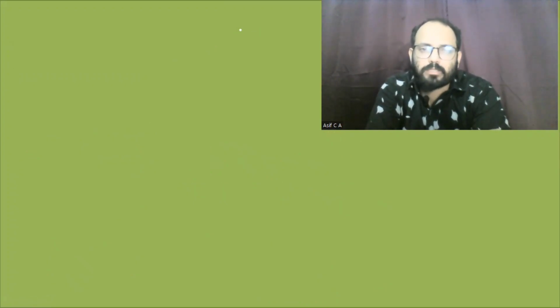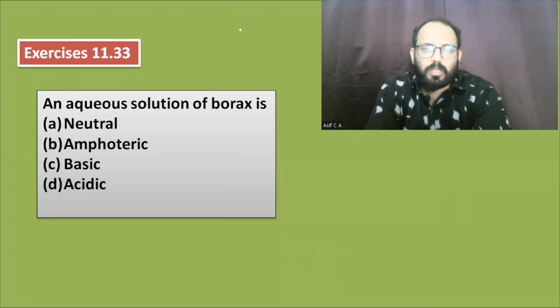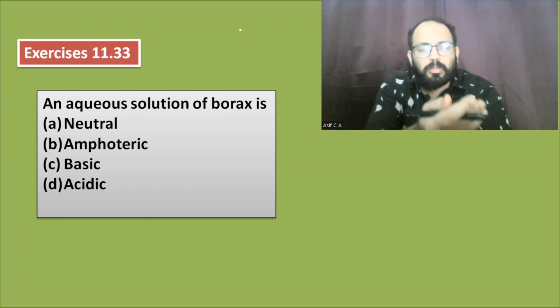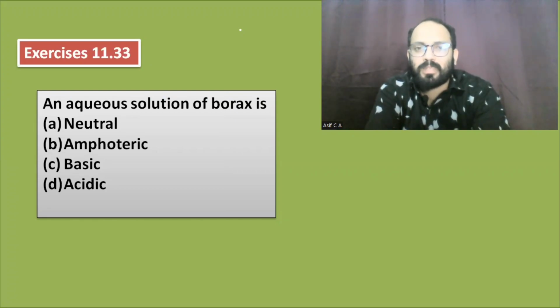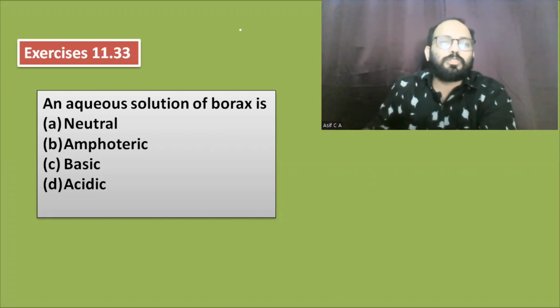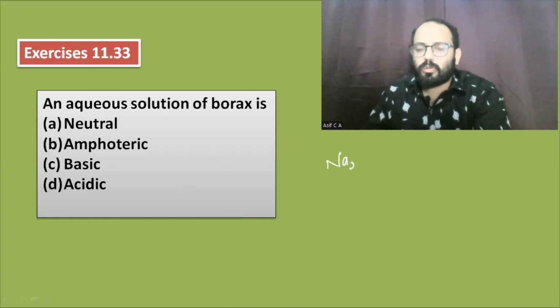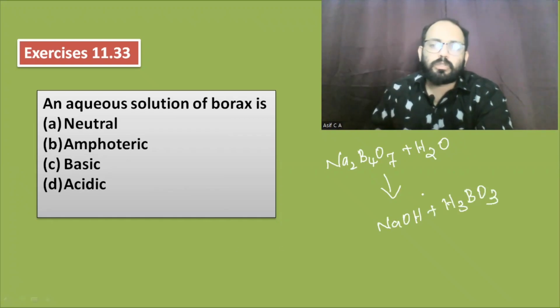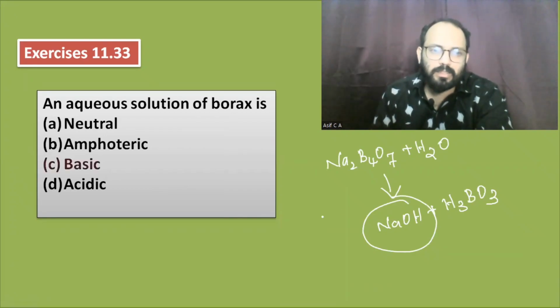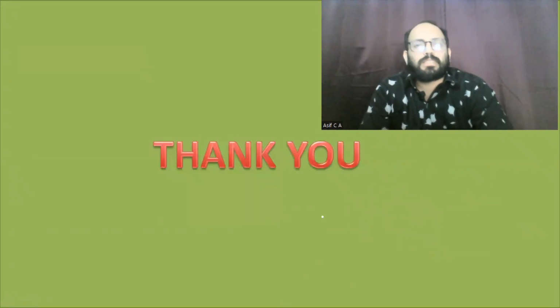These are the important things you have to know about borax. Then one question, an exercise from the book-back chapter, an MCQ objective type question, maybe asked in 2022: an aqueous solution of borax is very easy. Na2B4O7 reacting with water dissolves in water, and what you are going to get is NaOH plus H3BO3, so this aqueous solution will be basic in nature.